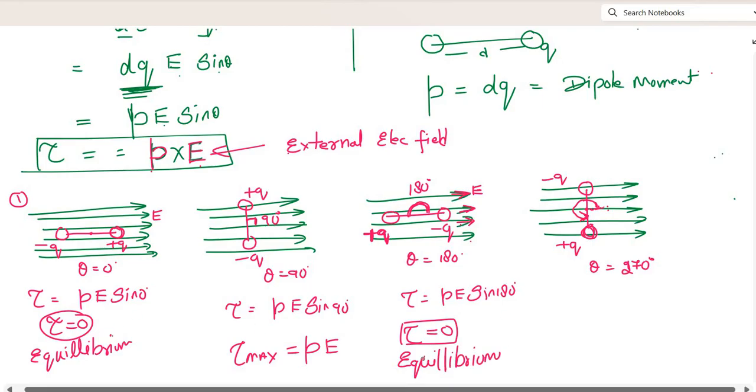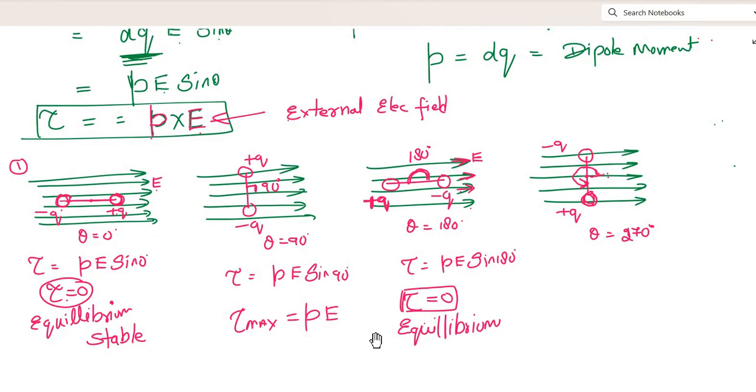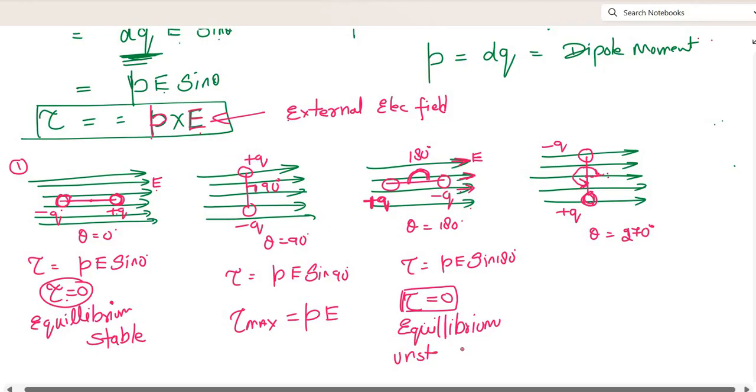But there is a difference in these two equilibriums. In this case, it is a stable equilibrium. Stable means even if you disturb it a little bit, it will come back to its position. It would like to stay here, with plus matching the direction of E and minus on the other side. And this one is an unstable equilibrium. This one is also equilibrium, but it will be unstable. If you disturb it a little bit, it will not come back to its own position.